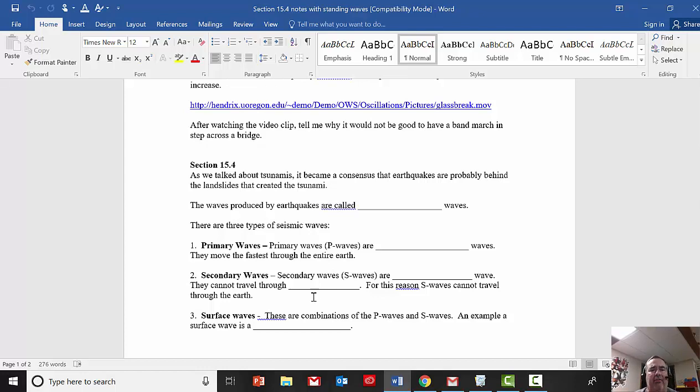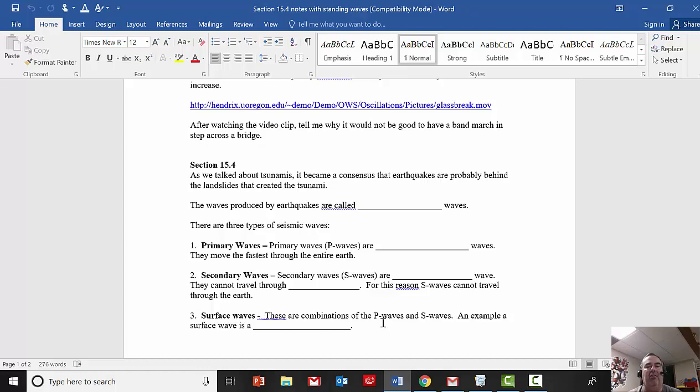The last type of seismic wave is going to be a surface wave. It's actually a combination of P and S waves, and the reason why we call it a surface wave is because it travels just along the surface of the earth, or the surface of the planet we are looking at. An example of a surface wave is a tsunami, but the thing that is important about those is they are the slowest of all of the seismic waves.